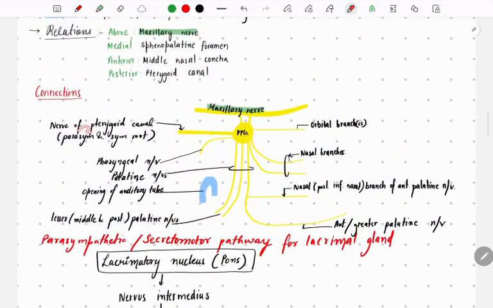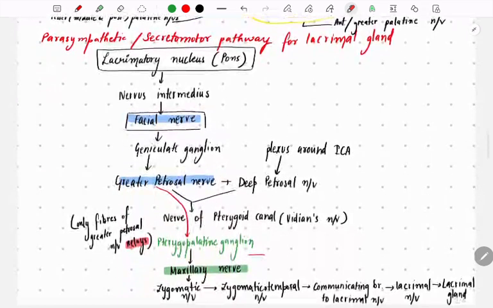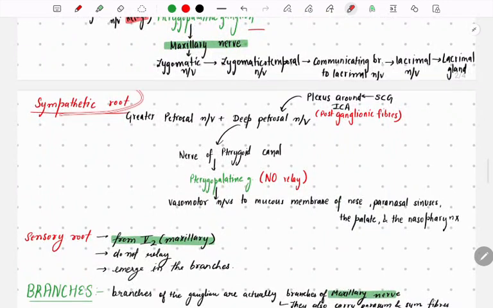You see here from the Vidian's nerve, this comes, and along with the maxillary nerve the postganglionic fibers go. So here we would have the zygomatic nerve, here we have the zygomaticotemporal, then we have the communicating branch to the lacrimal nerve. Through the communicating branch the fibers go to the lacrimal, and we have the lacrimal gland. Okay, then we have the sympathetic route.